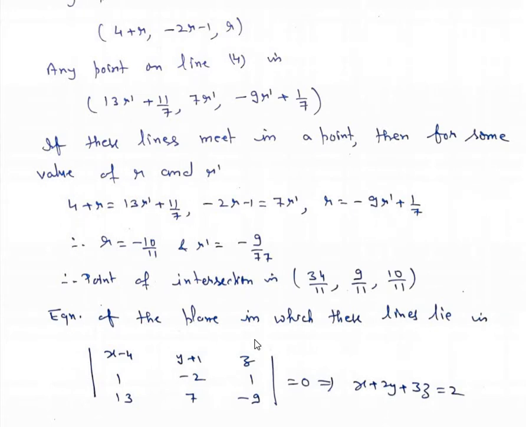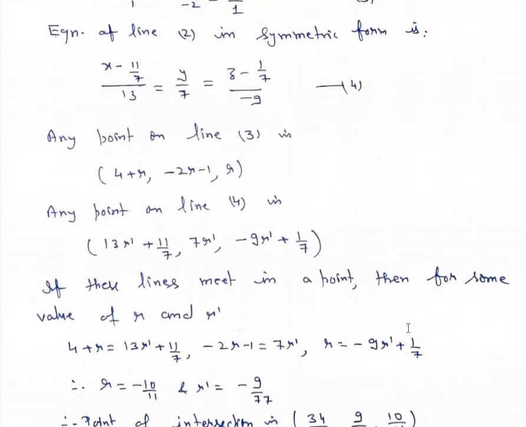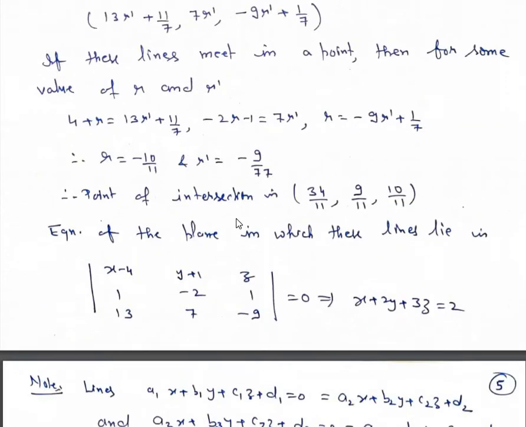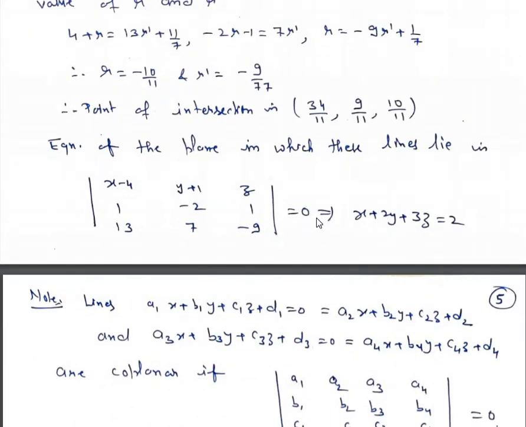Now the equation of the plane in which these lines lie is given by, in the first row we shall write x minus 4, y plus 1, z, in the second row 1, minus 2, 1, and in the third row 13, 7, minus 9, should be equal to 0. So if we simplify it, we get x plus 2y plus 3z is equal to 2.